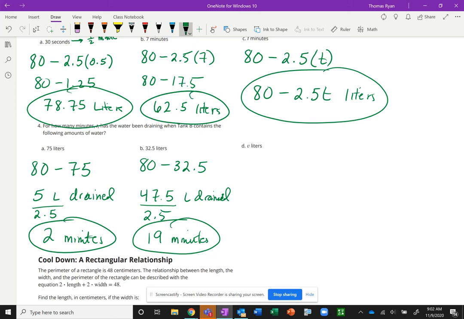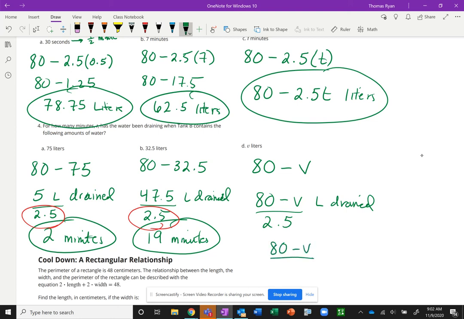And then the same idea. Well, what if we don't know how much is in the tank? We forgot to measure it. That's okay. We know that we started with 80 and we'll subtract what's there. We're going to leave this as an expression. So 80 minus V liters were drained. And the same idea. We divided it by its rate every time. Divided by 2.5. So it's going to be 80 minus V divided by 2.5 minutes. Depending on what is left in the tank, we can substitute anything in for V.